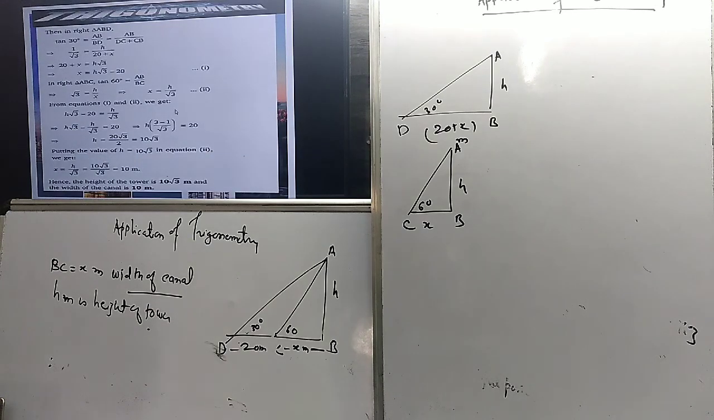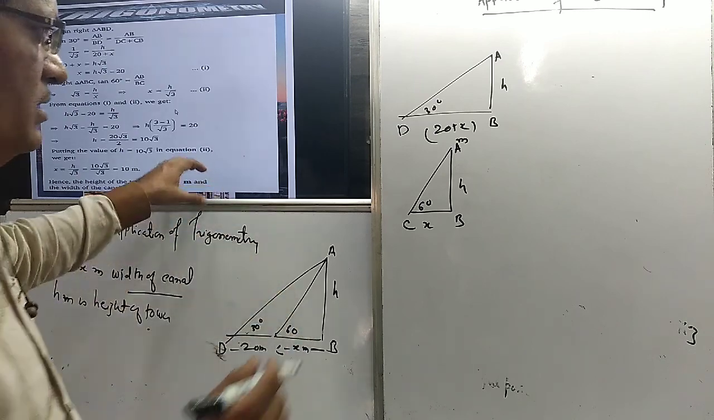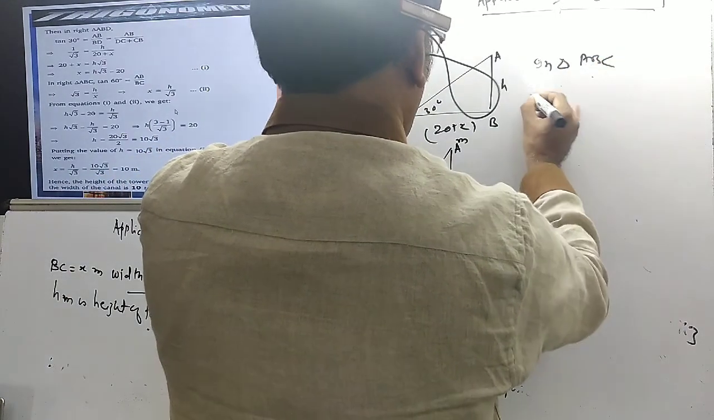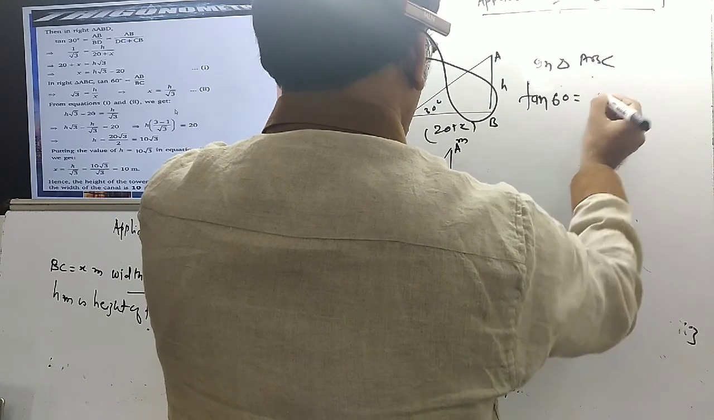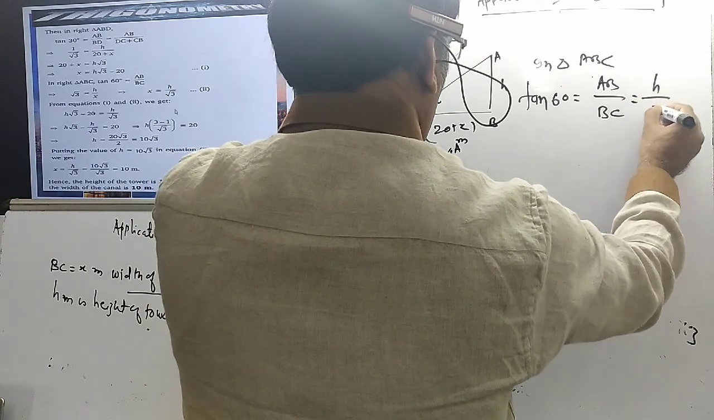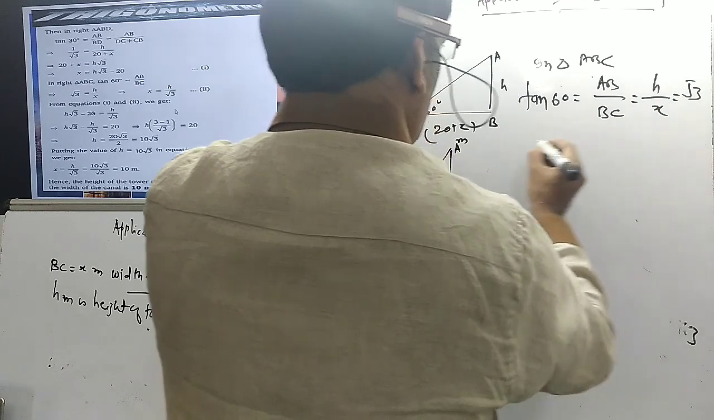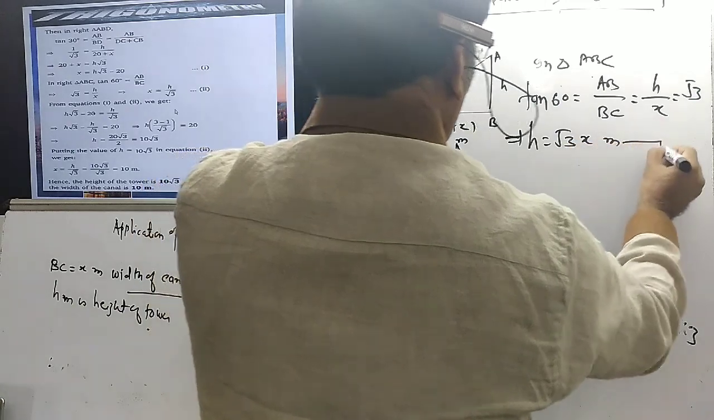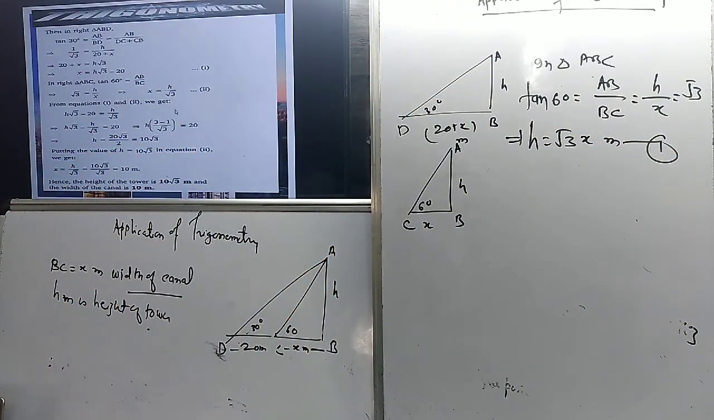Now from this, first of all let us take this triangle. In triangle ABC, tan 60 degree is equal to AB, opposite side, by BC. AB is h and BC is x, but you know that tan 60 is root 3, so it implies h equal to root 3 into x meter. This is equation number 1.